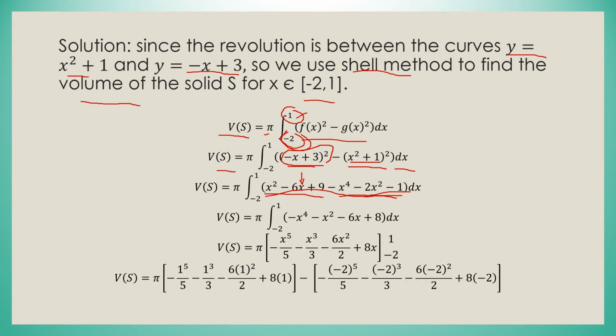Then we have the volume of S equals pi times the integral of negative x to the 4th minus x squared minus 6x plus 8 dx. So we simplify the expression inside, and we can get this.